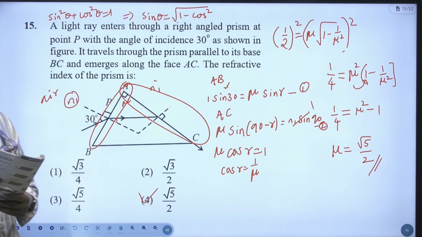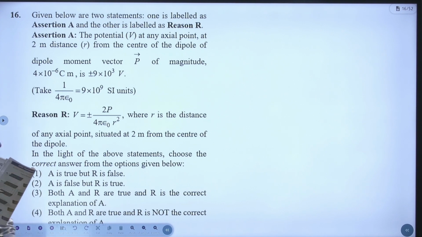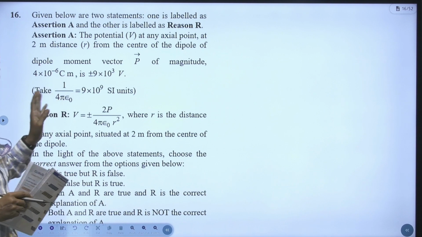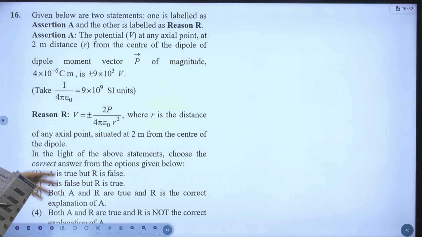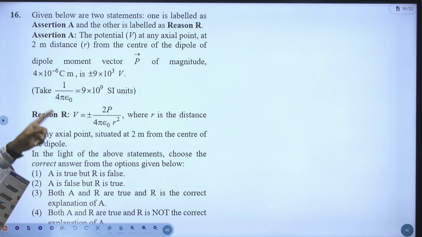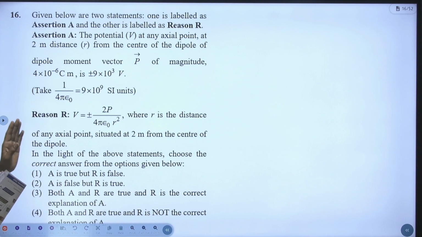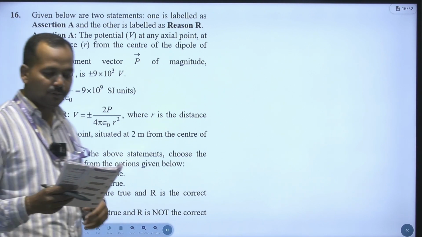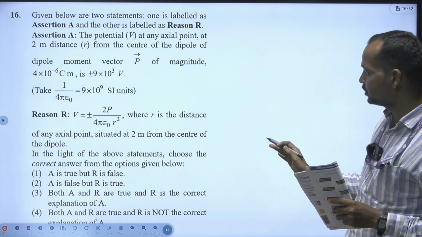Next, question number 16. Given below are two statements, one labeled as assertion A and the other as assertion B. What is the assertion? The potential V at any axial point at a 2 meter distance from the center of the dipole moment vector P of the magnitude given. They have to calculate the potential. So if you calculate the potential, how much potential are you going to get? We need to calculate it.